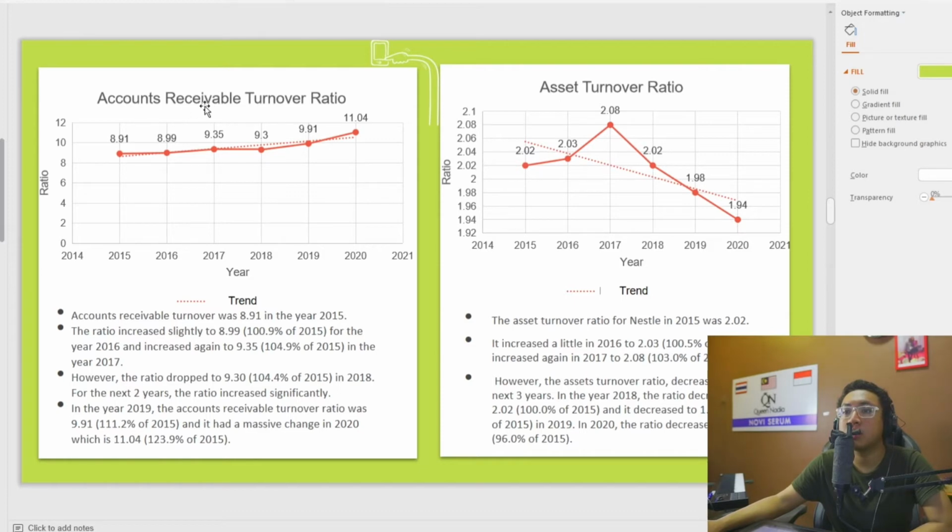For the accounts receivable turnover ratio, in the first year, it had 8.91 and then to 8.99 and then to 9.35 and then it decreased to 9.3 and then increased to 11.04 in the 2 years.